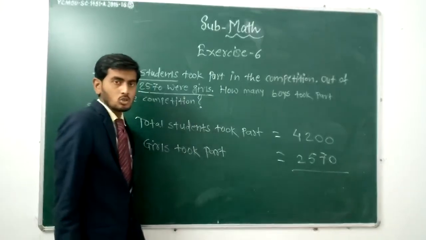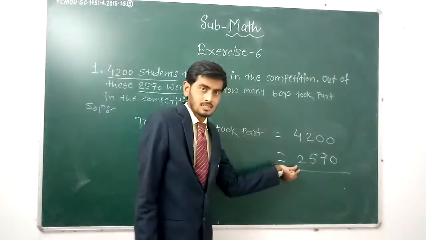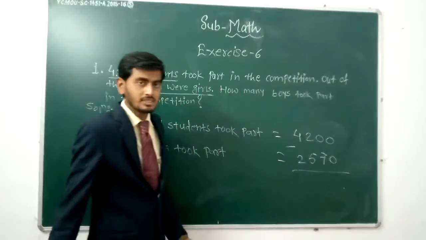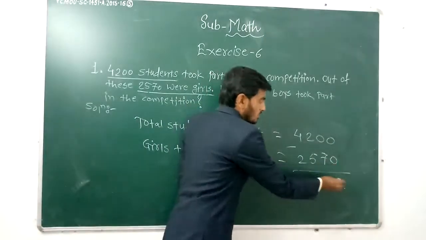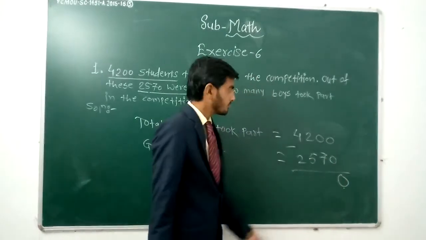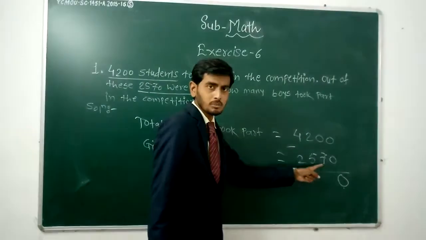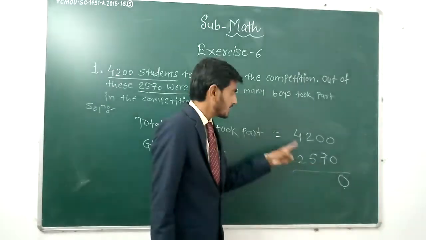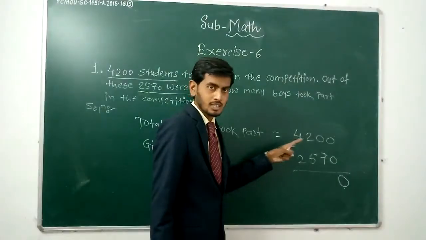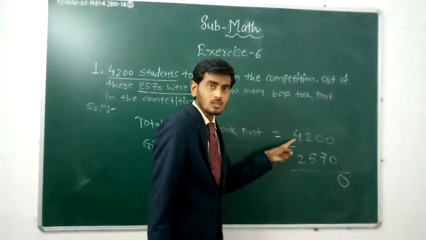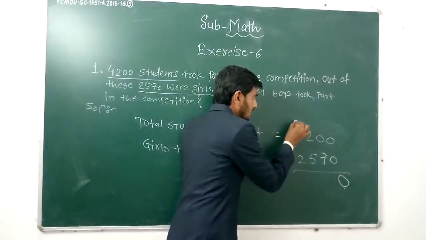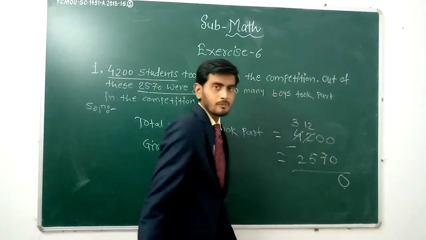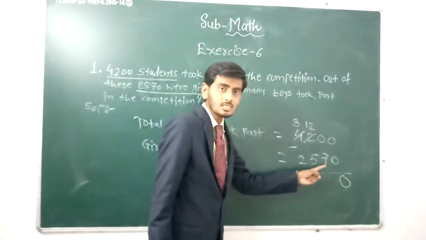Okay, so subtract total girls from the total students. Subtract these two numbers. 0 minus 0, 0. 0 minus 7, is it possible? No. 2 minus 5, possible? No. Take one carry from this 4. 4 minus 1, 3. Take one carry here. Number is 12. So 0 minus 7 is not possible.